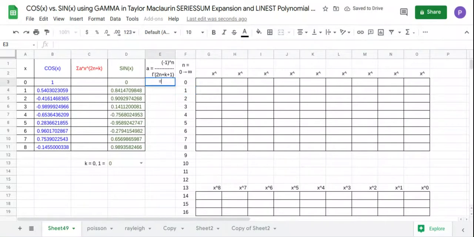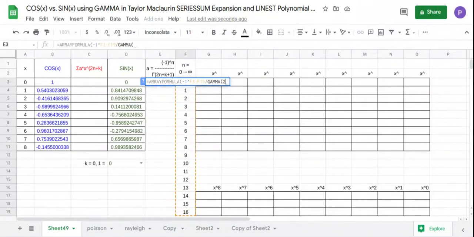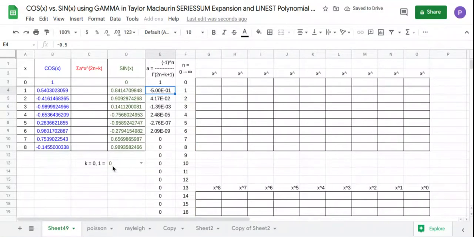Now we continue with the coefficients of our formula. Minus 1 raised to the power n divided by the quantity, that is gamma, 2 times n plus k plus 1. Then enter. And here you have the trend line and trend line polynomial, the coefficients.